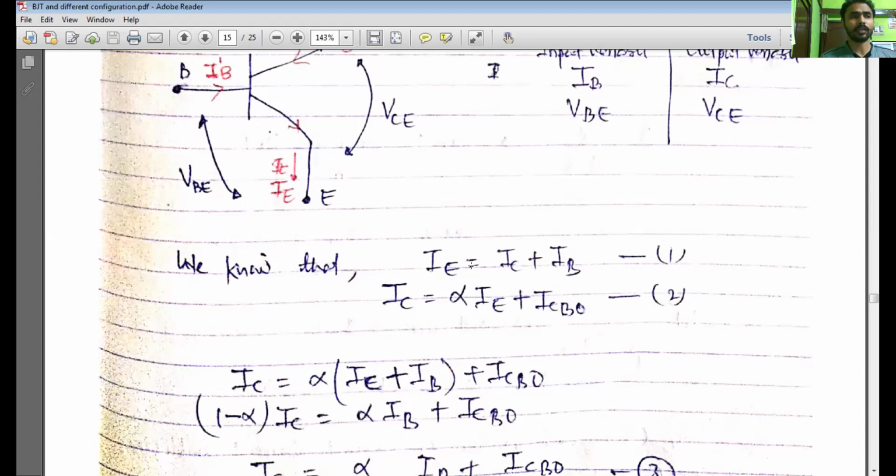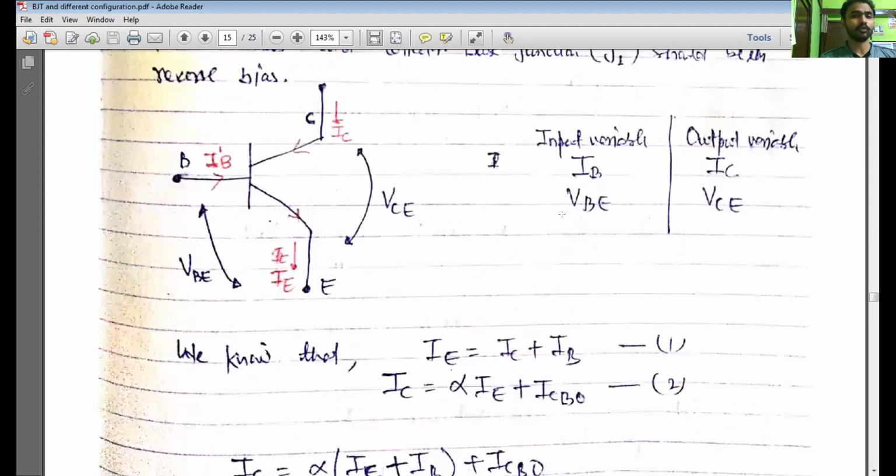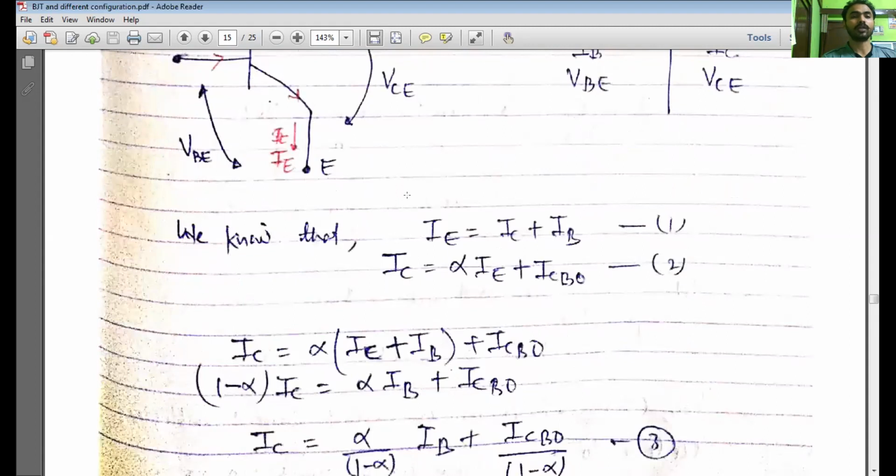So there will be one junction that is the base emitter, and another junction that is the collector emitter. That's why you have an input voltage, the base emitter voltage, and an output voltage, the collector emitter voltage. And I have told you why you write VBE, not VEB, and why you write VCE, not VEC. It all depends on which terminal has the higher voltage. Okay, now come to the current equation.